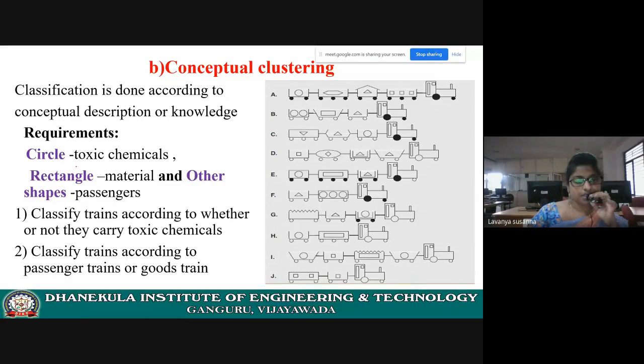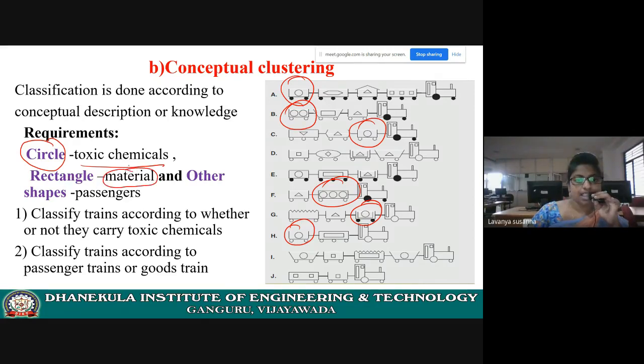Let us see the conceptual clustering here. Here you need to take not a property, not black wheels or white wheels, not at all a property. Here you need to take some concept, some description, or some knowledge. Here circles will represent some toxic material. See here, bogies have circles, right? So bogies with circles are carrying some toxic materials, and bogies with rectangles are carrying some other materials.